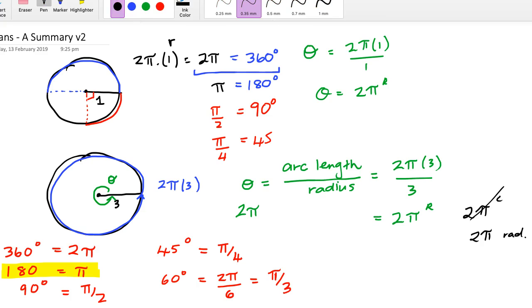Now, if we think about this, we're talking about a circle. Let's consider this 0 degrees.